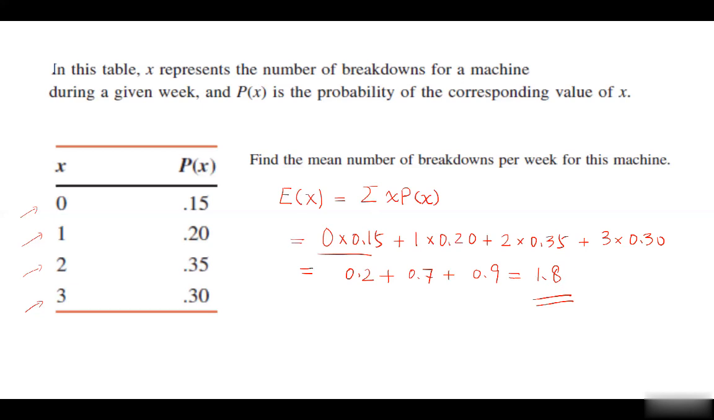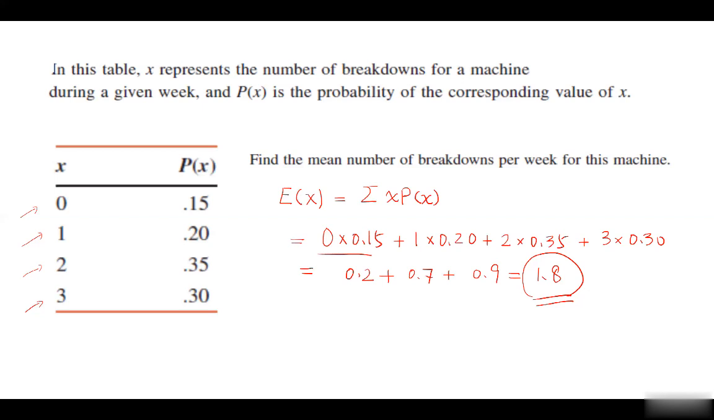Understand? It gives you an overview about how reliable this machine is. It gives you an overview of the level of X, right? Or sometimes you can say that this is the central tendency of X. X fluctuates around this number, sometimes higher, sometimes lower, but on average, X is 1.8 times per week. Understand?